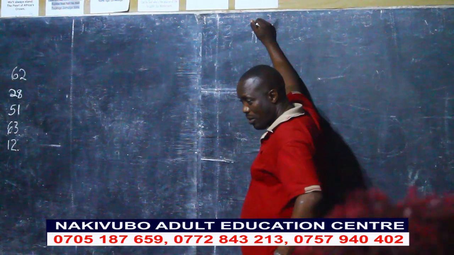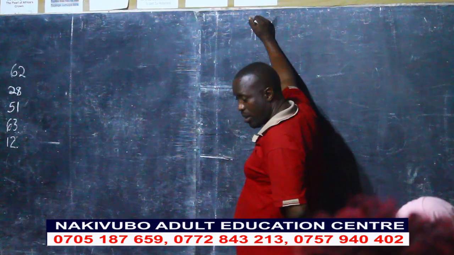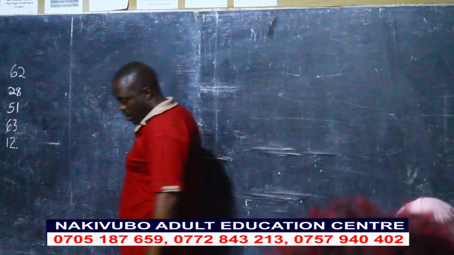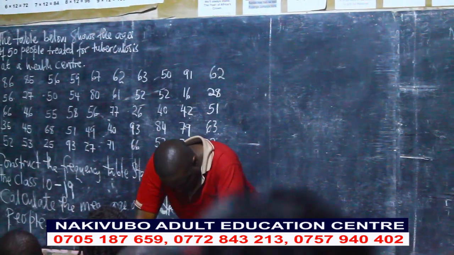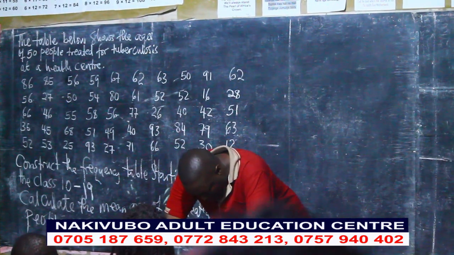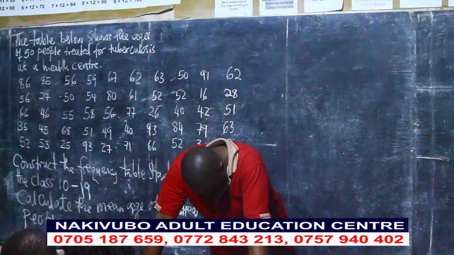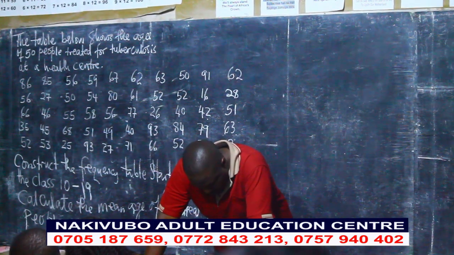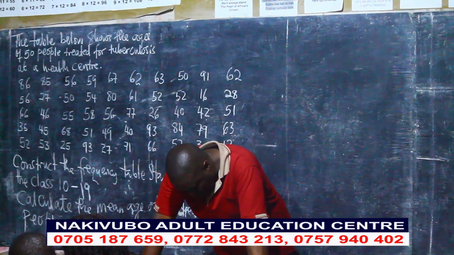What is the title of the table? The title is got from the what? From the question. So the question is, the table below shows the ages of 50 people treated for fever cirrhosis in a certain health center. Construct a frequency table starting with the class 10 to 19.